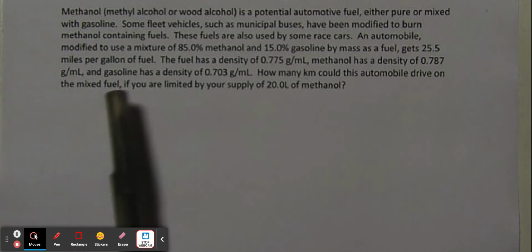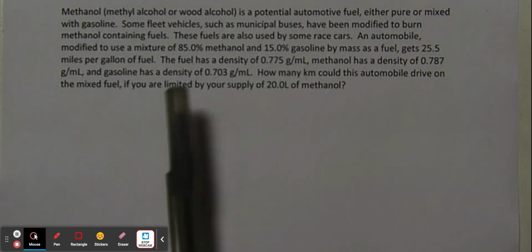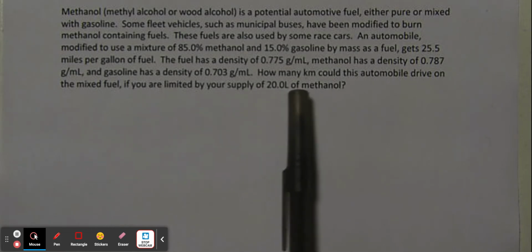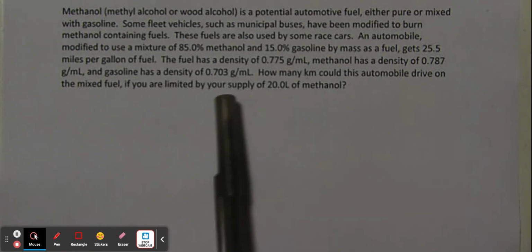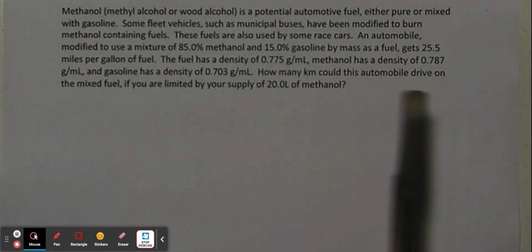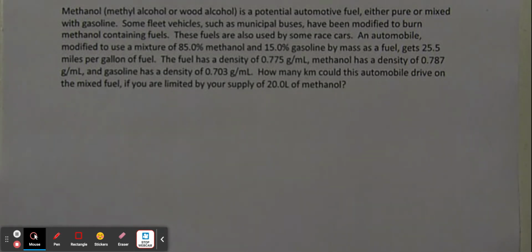And now it gets to the question: how many kilometers could this automobile drive on the mixed fuel if you are limited by your supply of 20.0 liters of methanol? So you're limited to 20.0 liters of methanol, and they want to know how many kilometers you could drive on this fuel. Okay, so what do we do?